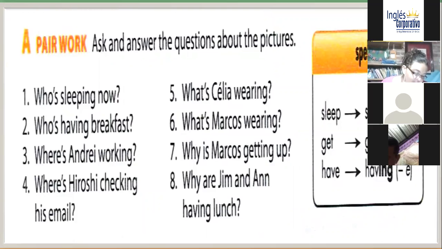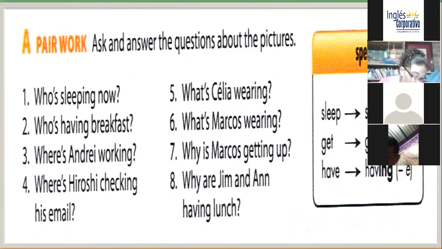Why, ¿qué está levantando Marcos? No. ¿Cuánto? No, getting, ¿cuánto? No. Why es por qué. Ah, pero ¿por qué? Perdón. Getting es levantándose. Sí, en la mañana. Cuando uno se levanta, ¿ok?